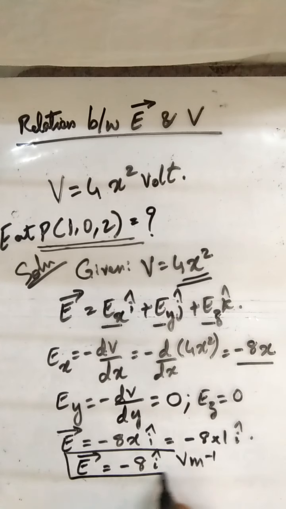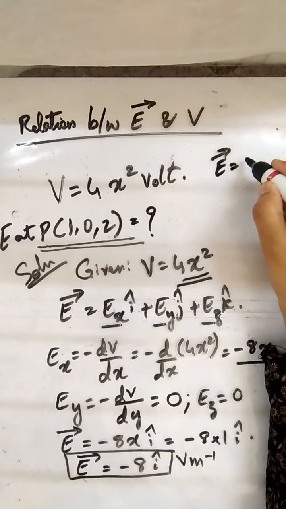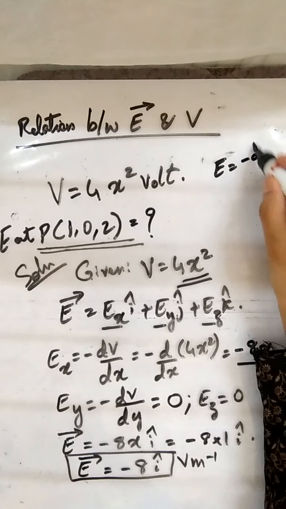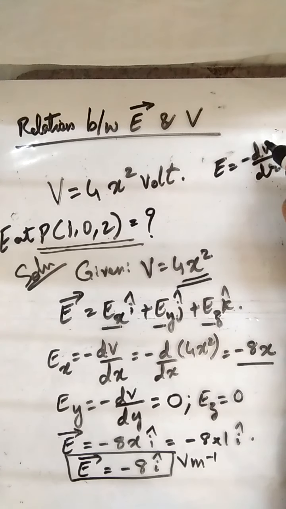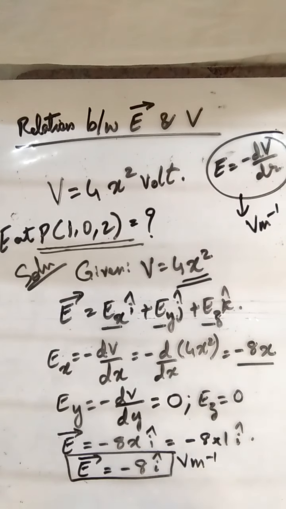What is the SI unit of E? You can talk about that also. E is equal to minus dV by dr, right? Change in potential is volt, r is meter, so volt per meter. So the SI unit of this is volt per meter. So the final answer is E is equal to minus 8 i cap volt per meter. I hope you understood this problem.